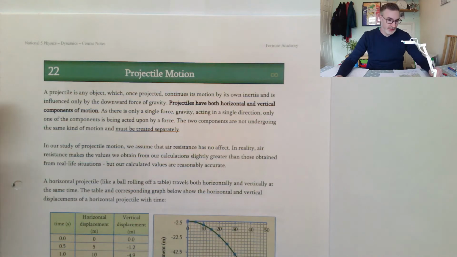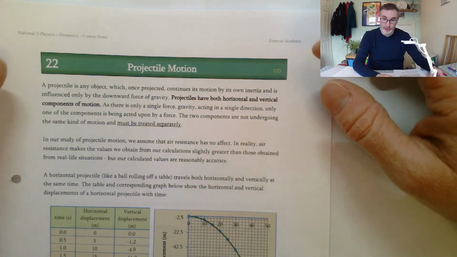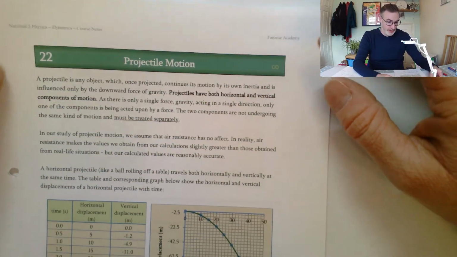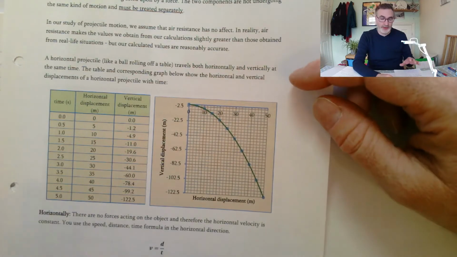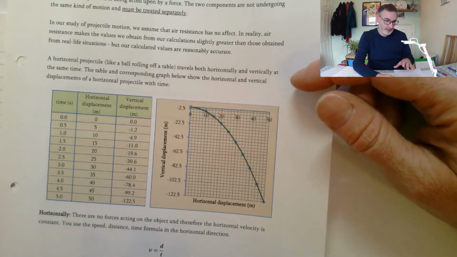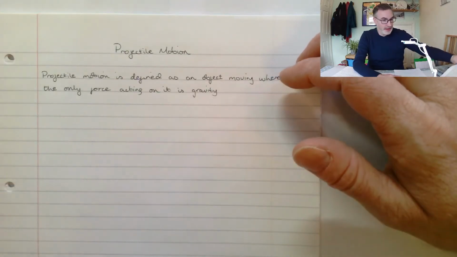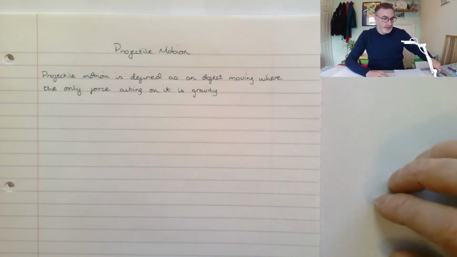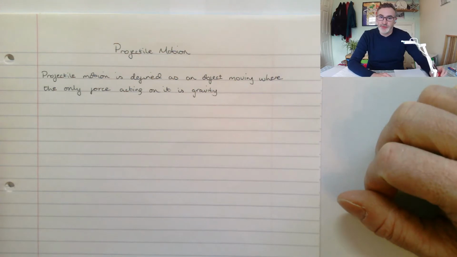So we'll start this lesson off by looking at the course notes, and the course notes for projectile motion will be on page 41. There is 2 pages and pretty much everything that I'm going to talk about in the following video is going to be covered in this, and so you can refer back to that when you need to. So we would start off with saying projectile motion is defined as an object moving where the only force acting on it is gravity.